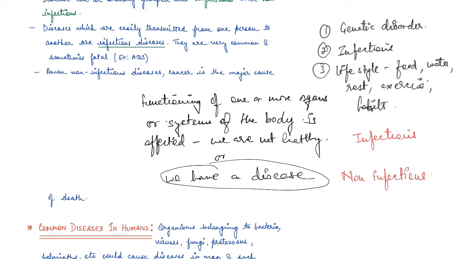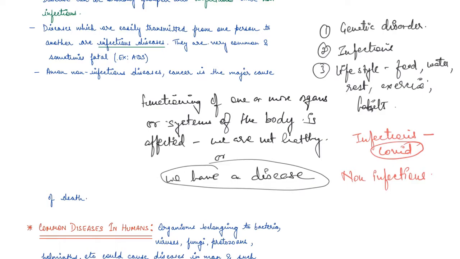Now, infectious diseases are the ones which are easily transmitted from one person to another, right? So, if a disease is very easily transmitted from one person to another, it is an infectious disease. A recent example is COVID. COVID is an infectious disease. Why? Because it spreads very easily from one person to another, right?